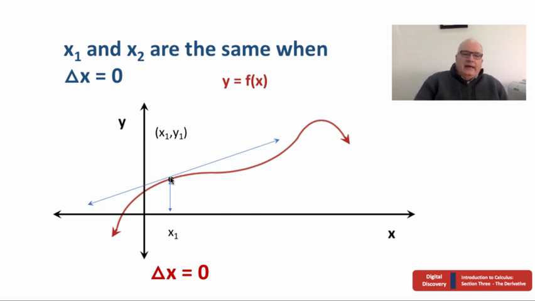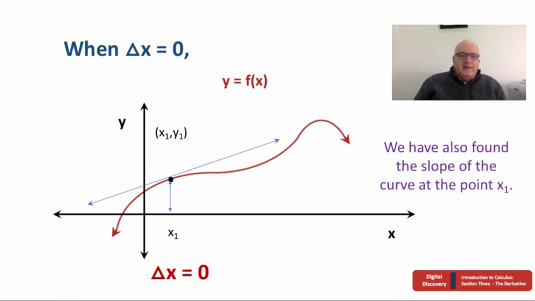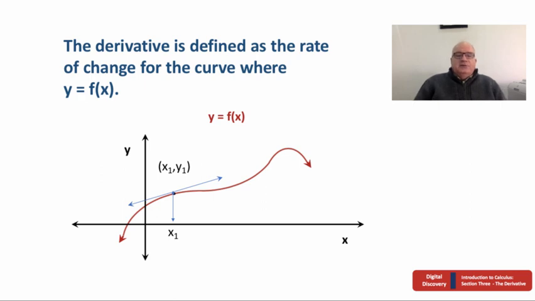We're going to define the slope of the line tangent to the curve to be the limit, as delta x approaches 0, of the slope of this line. So that's going to be a really interesting definition. When we isolate the slope of the line tangent to the curve, we have in fact found the slope of the curve. We have found the derivative at the point x1 because we have located the slope of the line tangent to the curve at x1, and x1 is on that line. It's a very interesting concept.